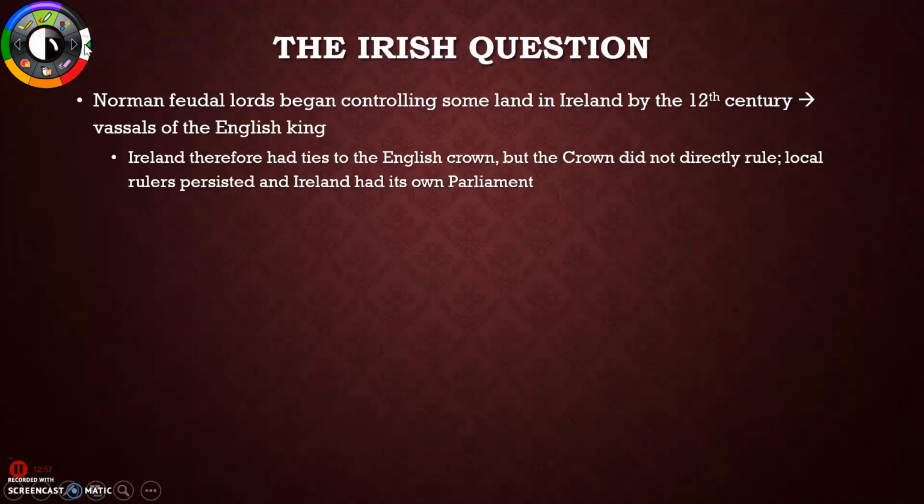Now, they're doing this as vassals of the English king. So you have these Norman feudal lords who decide that they want to conquer Ireland, so they move over there. Now, Ireland's not empty. There are Irish clans that are already established, and these feudal lords marry into this system. Ireland, however, therefore has ties to the English crown because usually the clan leaders are descendants and relatives of these Norman feudal lords who had married into these systems, but the crown doesn't directly rule. Local rulers, those clan leaders, continue to persist, and they basically are fully autonomous.